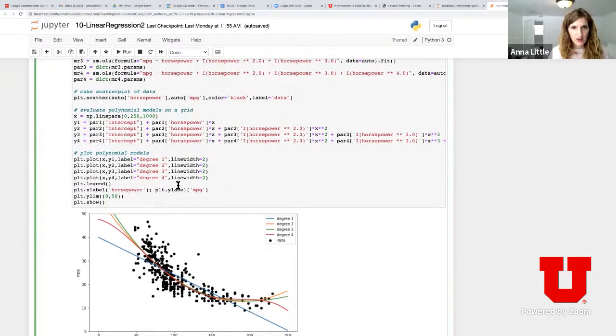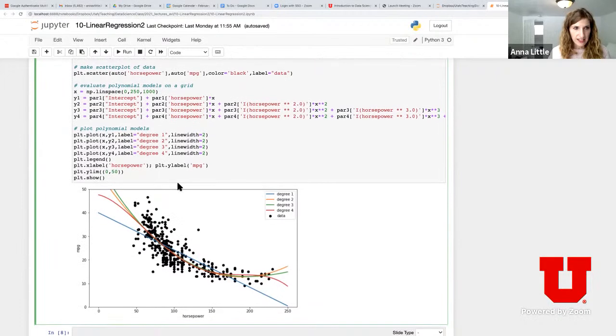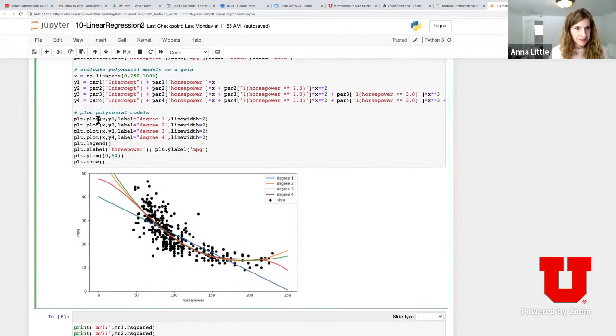Okay, so take a look at the pictures. Here we are making a set of the data, and then we saved all of the parameter outputs of the models in these little dictionaries, and now we can create a grid of X values, and then for each model we can evaluate the model on the grid by creating the equation from the parameters. So that's all we're doing here for the 4 models.